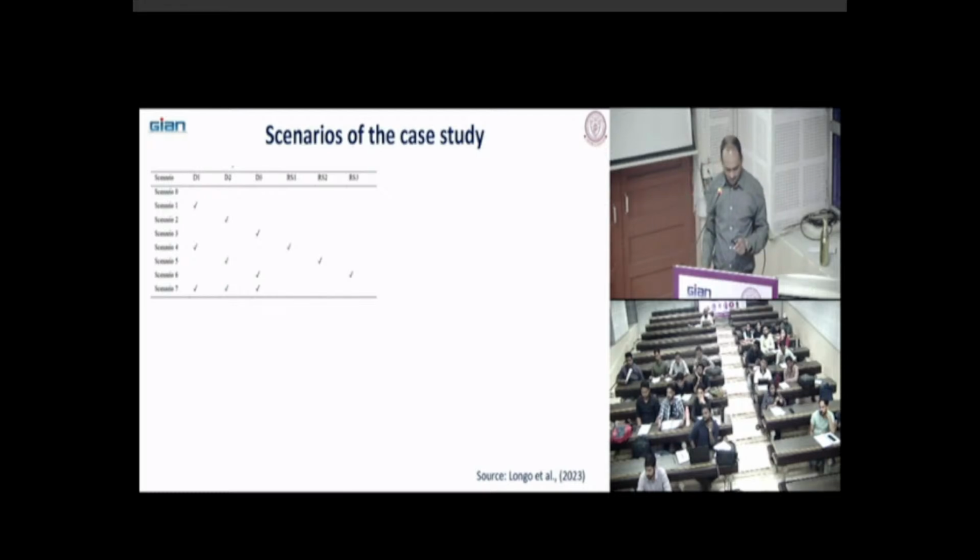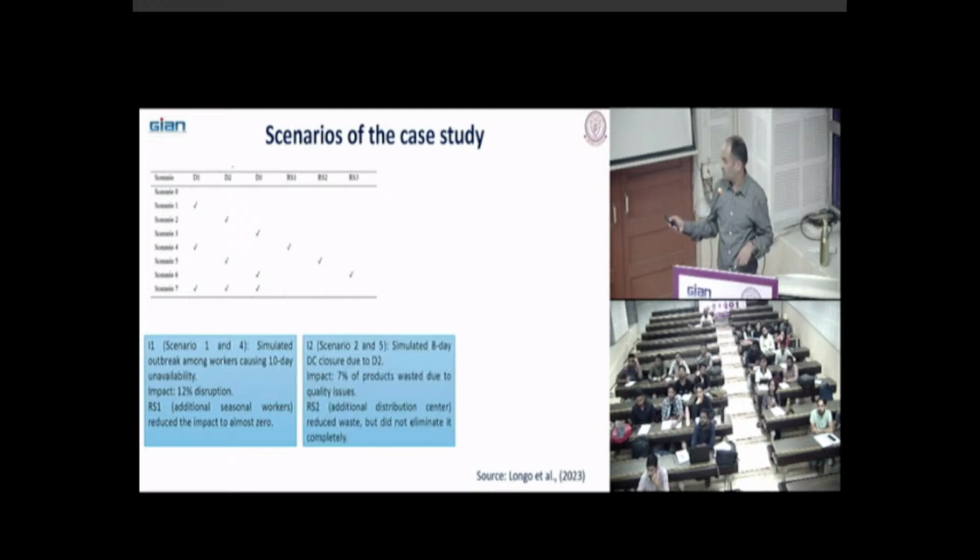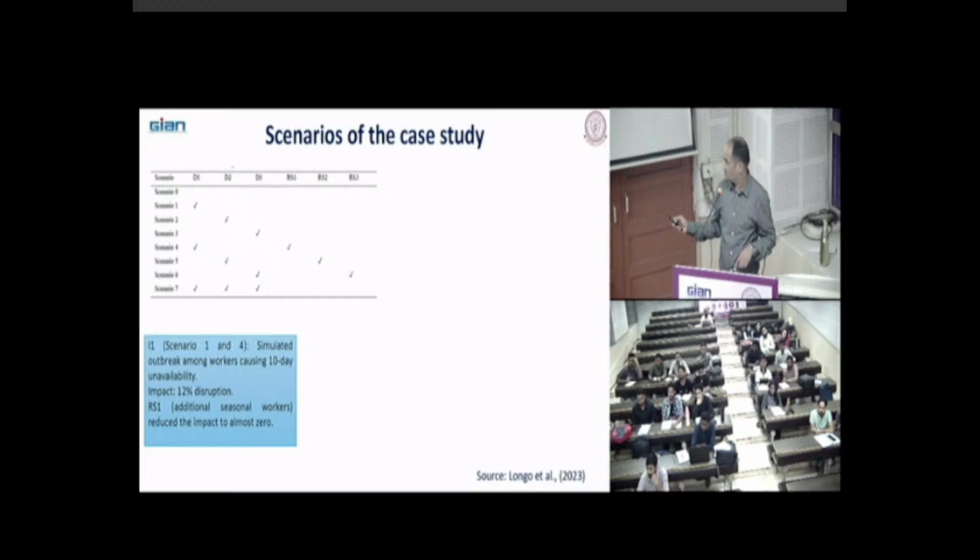So they considered that one, and what they did find, look at one, I1 means revenue one. In scenarios 1 and 4, scenario 1 means unavailability of workers, and scenario 4 is additional workers. Simulated outbreak among workers causing 10-day unavailability. They assumed that the main workers were unavailable for 10 days, and what was the impact? 12% of the revenue was affected because of that. Can you see this 12% was disruption? Then when they activated RS1, additional temporary workers, their revenue came back to the original level. So that's the first one.